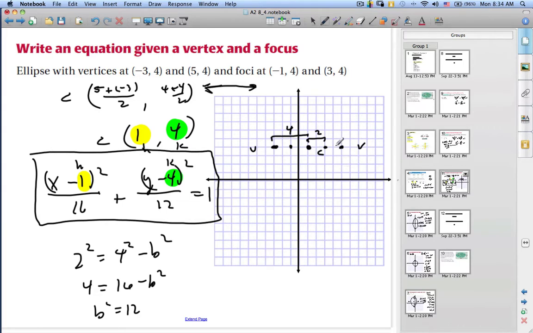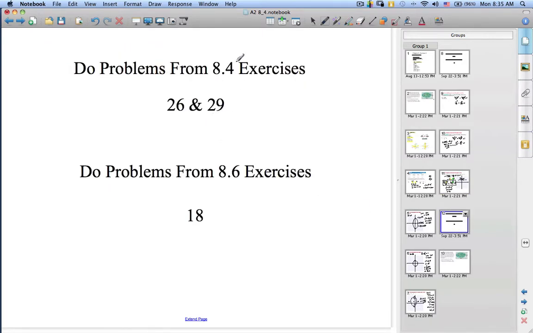And what you should notice is, by sketching this in, it made it very easy for me to find the distances. This is A, this is C. I saw that it was all horizontally lined up. The vertices and the co-vertices, the vertices and the foci were all horizontally lined up. That meant it was a horizontal ellipse. I made my horizontal move, took the distance, squared it, and put it under x. And that let me write the equation. So go ahead and practice writing these equations. Do problems 26 and 29 from 8.4 and 18 from 8.6. Come on back and we'll find out about that lightning strike.